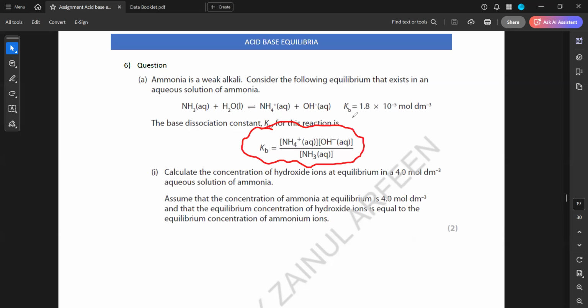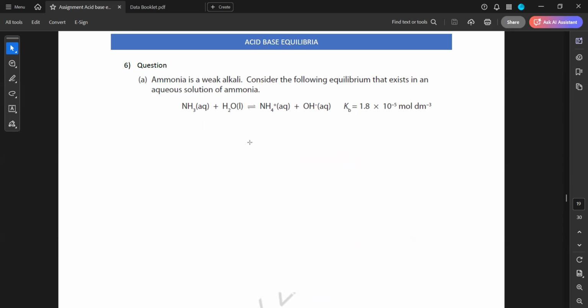So Kb is there. This is the Kb. We have the constant, and we have to calculate the concentration. This is unknown. This is what we need, when 4 mole per dm cube aqueous ammonia, and the concentration of ammonia at equilibrium. So how to do such a question? The original concentration of aqueous ammonia was 4, and these were 0 and 0.